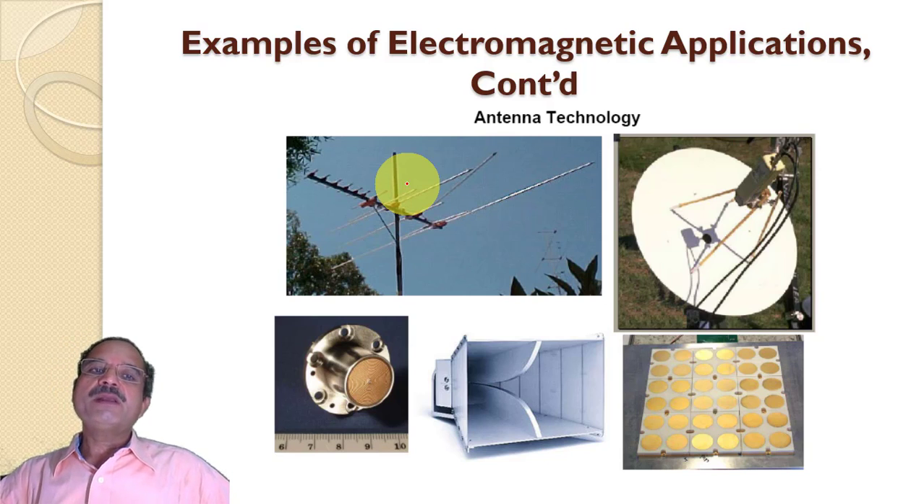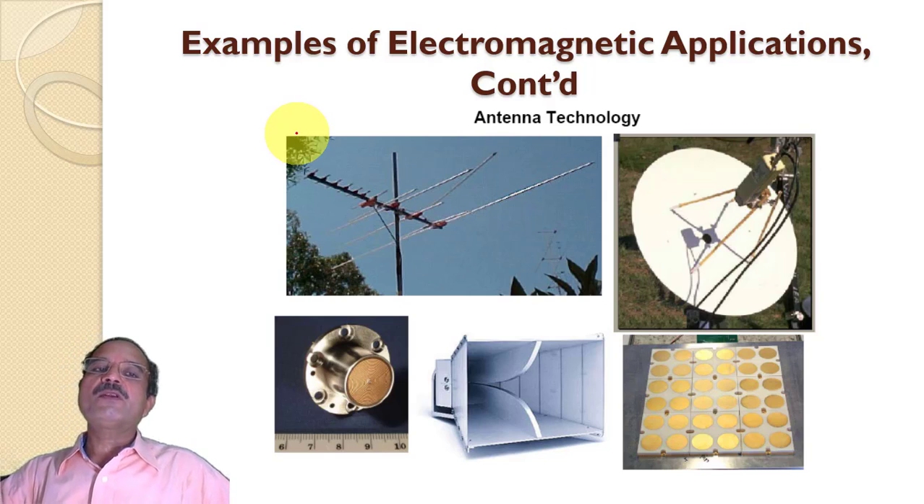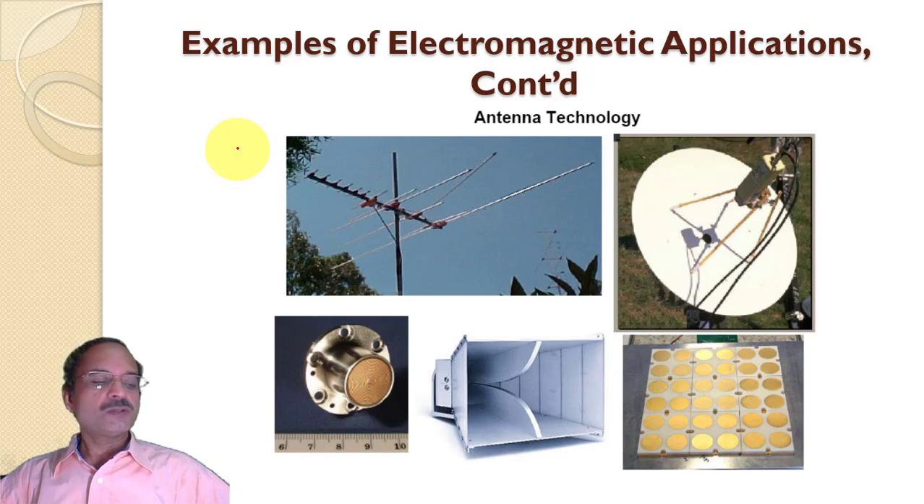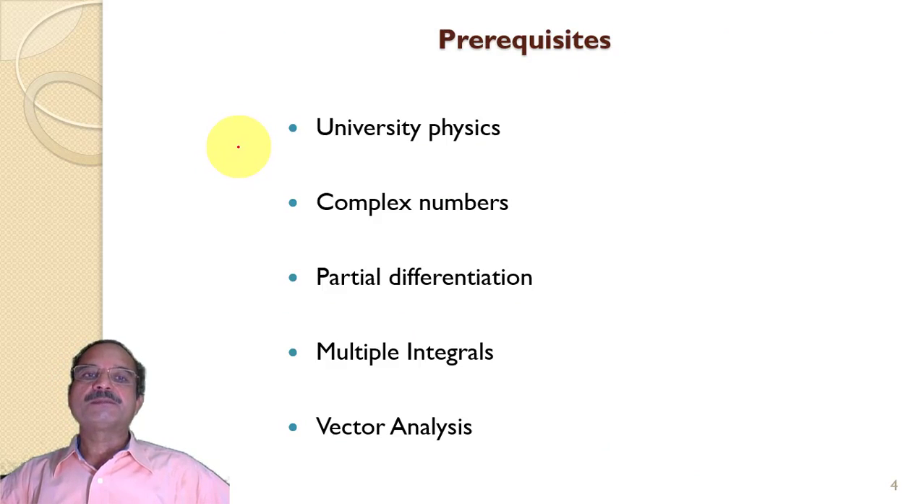Now, when this electromagnetic wave propagates through space, we must be able to analyze its behavior. For that purpose, it must be represented in mathematical form. To represent electromagnetic waves mathematically, we need vector analysis. That's why it's very essential to have the fundamental concepts of vectors to understand this subject.